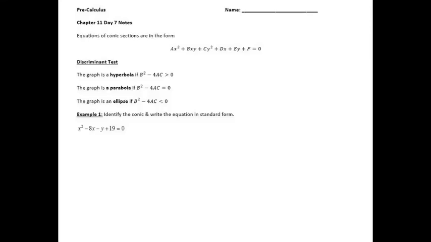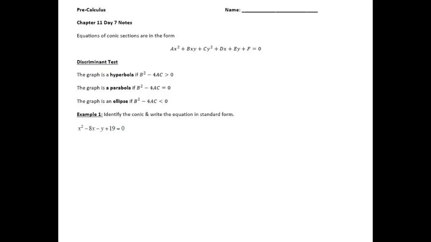So for Chapter 11, Day 7, we are going to talk about what is called the discriminant test. The discriminant test is a way for us to look at various equations of conics, so parabolas, hyperbolas, and ellipses, that are not in standard form, and first determine what type of conic it is, and then we're going to look at how to take that equation and rewrite it so that it is in standard form. And today we're going to be using the algebra technique called completing the square. So we'll walk through that process and how that comes into play when we are rewriting conics into standard form.